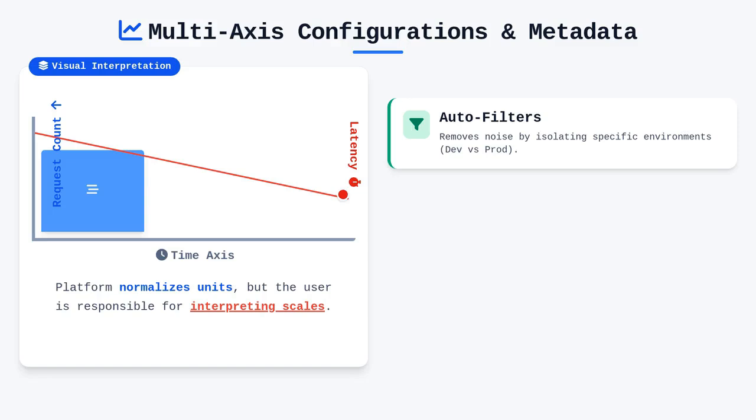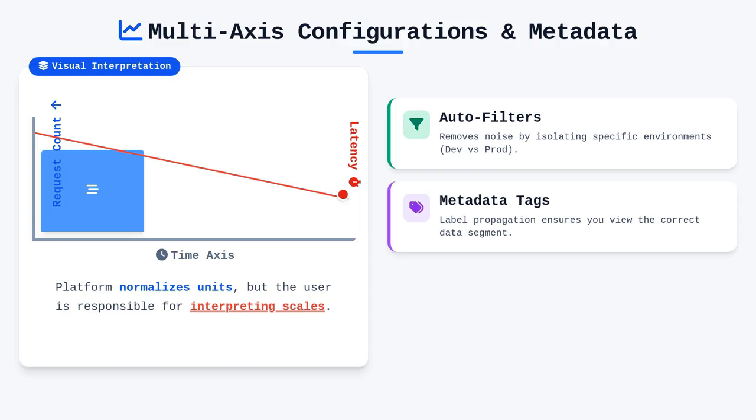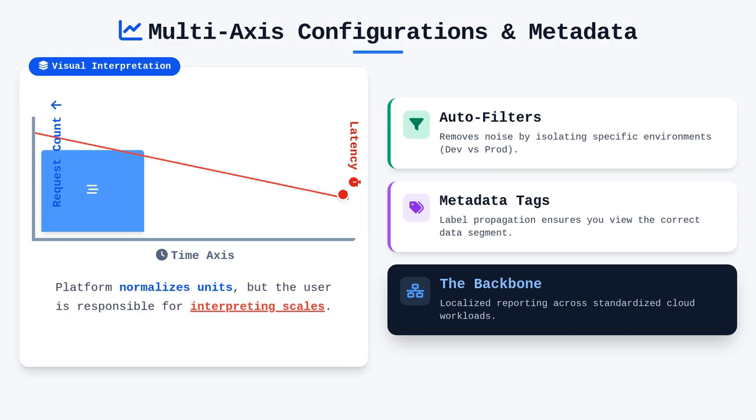Furthermore, these charts apply structural metadata filters automatically, which are designed to present localized, noise-free infrastructure performance visualizations. These filters ensure that, for instance, a cluster-level graph does not accidentally aggregate metrics from development, staging, and production environments together. By understanding the metadata tags and label propagation that influence these selections, you can verify if a specific chart is truly showing the data segment you need. This structural metadata is the backbone of localized reporting across standardized workloads across your cloud environment.